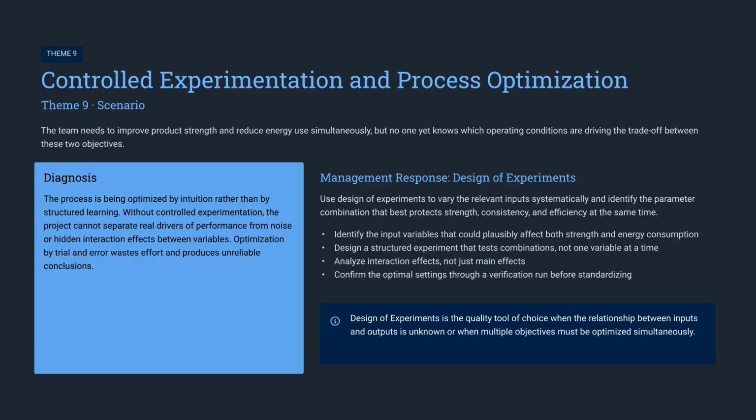For complex process optimization, design of experiments is your best tool. Instead of changing one variable at a time by intuition, use structured experimentation to test combinations. This allows you to identify the optimal settings that protect strength, efficiency, and consistency simultaneously.